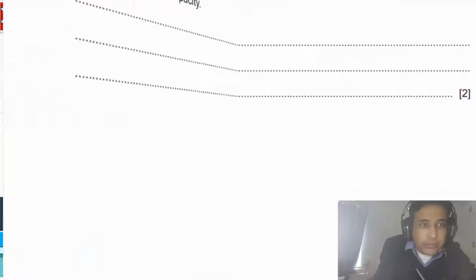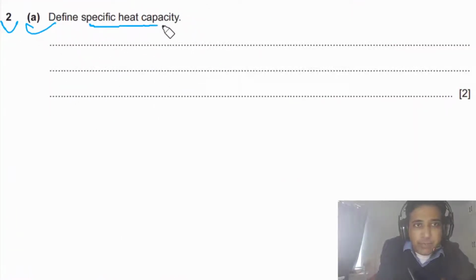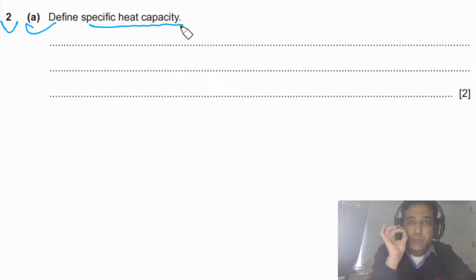Question 2, part a says, define specific heat capacity. First of all, we need to understand that specific heat capacity is a quantity. So you need to define the quantity in terms of other quantities. This is a very important point. When you need to define a quantity, you need to define it in terms of other quantities, and when you need to define a unit, you have to define it in terms of other units.